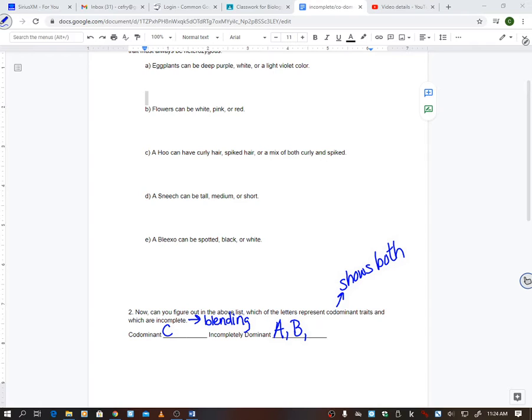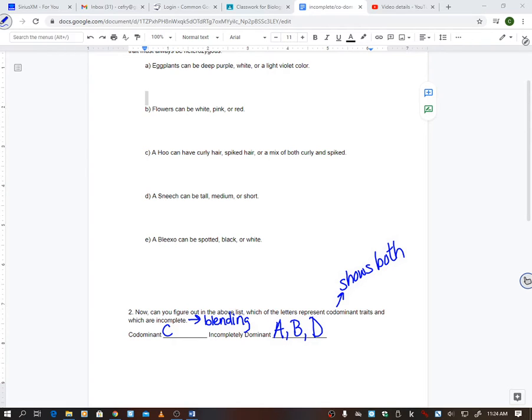Speech can be tall, medium, or short. We have a blending of traits. That medium is blending. Now, if I had one long leg and one short leg, that would be codominance. But this is not. It's medium. There's a blending of these traits. So D is going to go there.